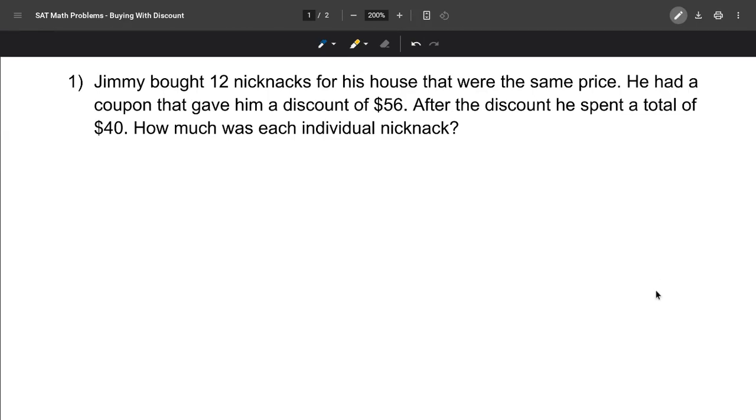So problem 1 reads, Jimmy bought 12 knickknacks for his house that were the same price. He had a coupon that gave him a discount of $56. After the discount, he spent a total of $40. So how much would he have spent? First off, let's ask how much would he have spent before the discount? So let's take the $40 here and we'll add the $56.